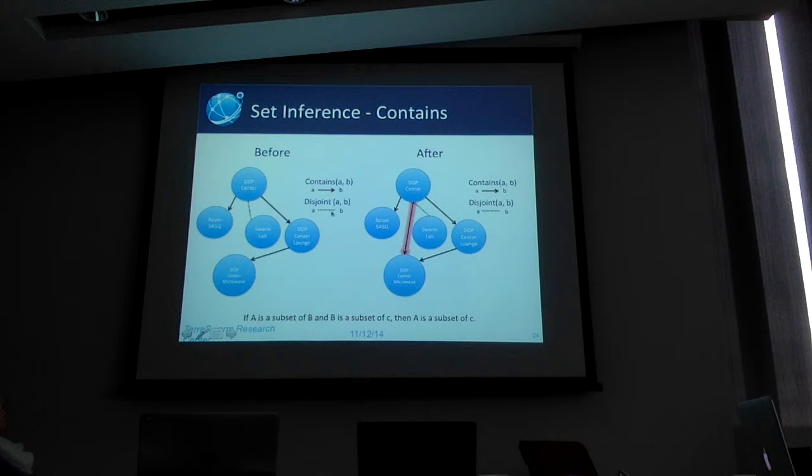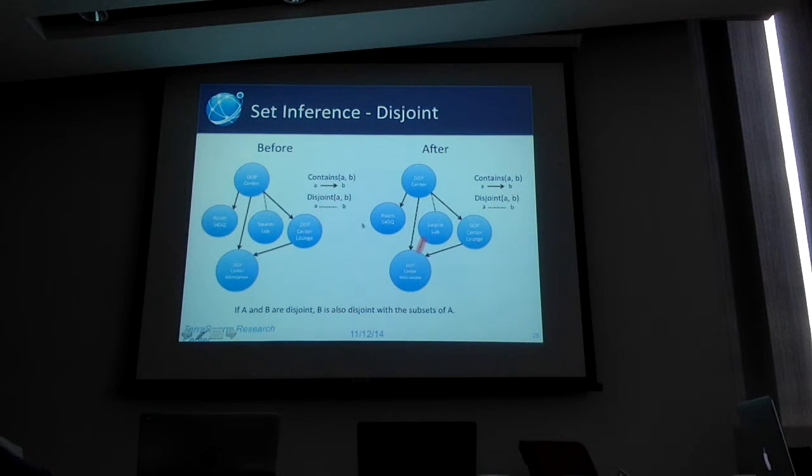Another possible set relation here is this dotted line, which means that these two spaces are disjoint. They have no points in common. And you can do another inference rule here with these disjoint spaces by saying that if a set is disjoint from a parent of another one, it's going to be disjoint from a child of that first one.